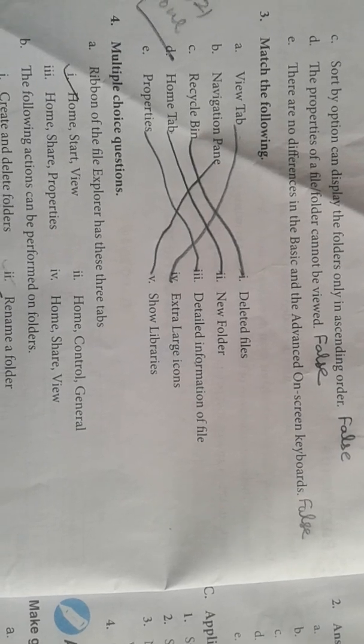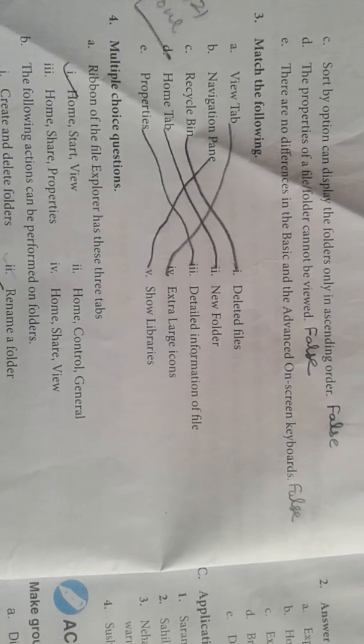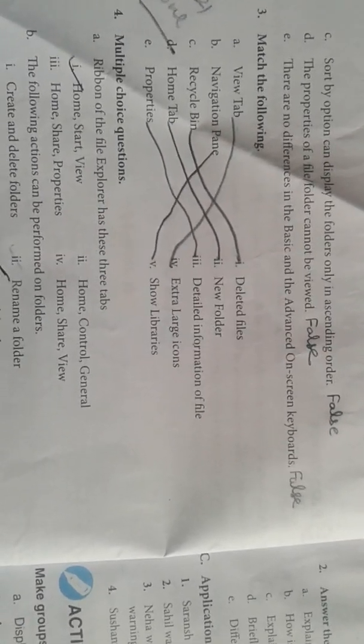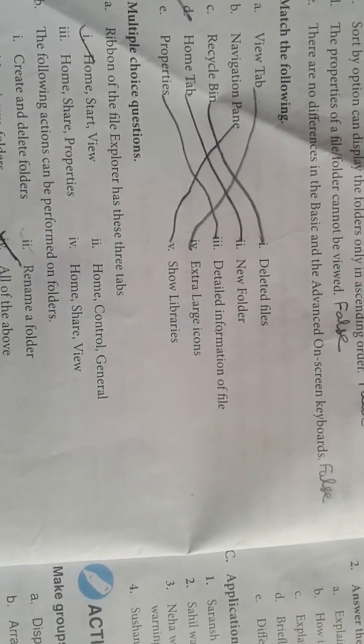Then the next one is home tab. What is home tab? New folder. Home tab is a new folder. Through home tab we can make new folders or files. Properties, all of you know the meaning of properties, detailed information of a file. Through properties, you can check out the detailed information of the file or folders.